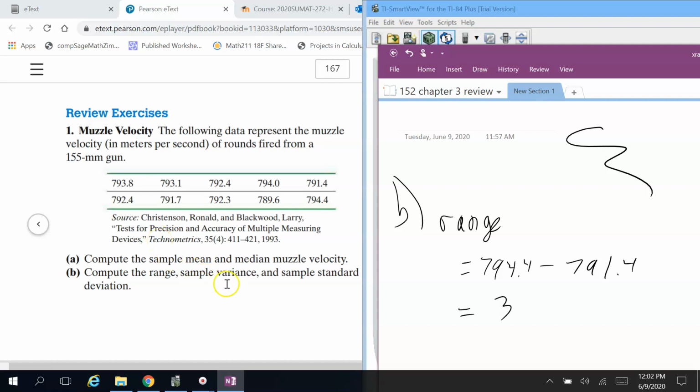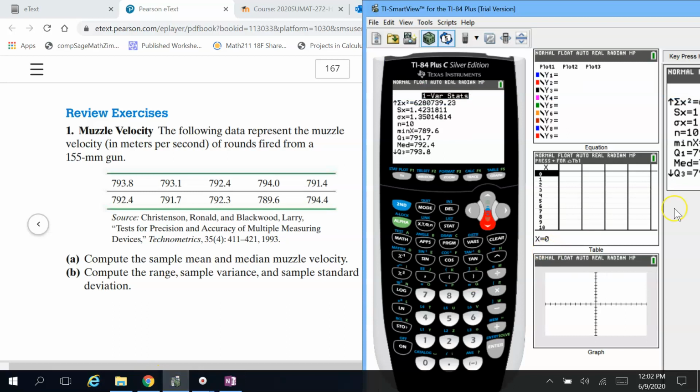Okay, it's also asking us to find the sample variance and then the sample standard deviation. I'm going to leave it in the same menu because you can get the standard deviation from this same menu. It actually gives you both. The S is the sample standard deviation. The sigma here is the population standard deviation. Because we have a sample and because it's specifically asking us to find the sample standard deviation, we're going to grab the S from the calculator.